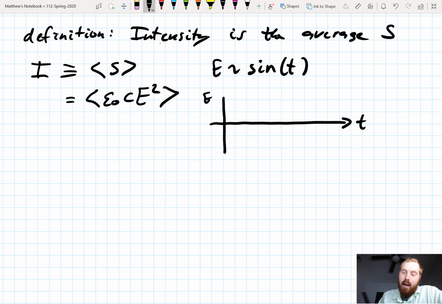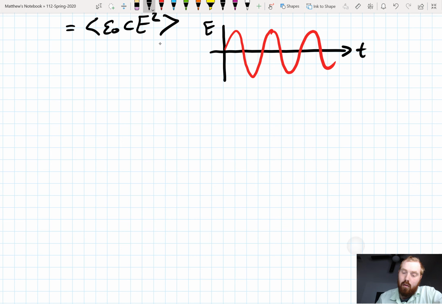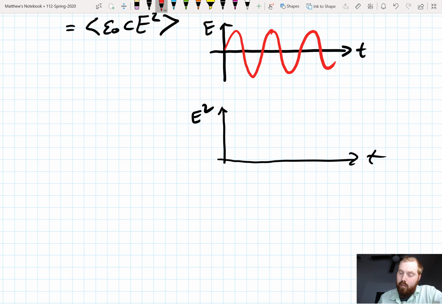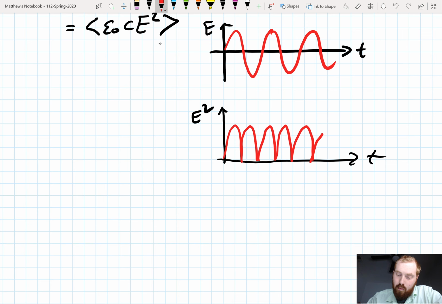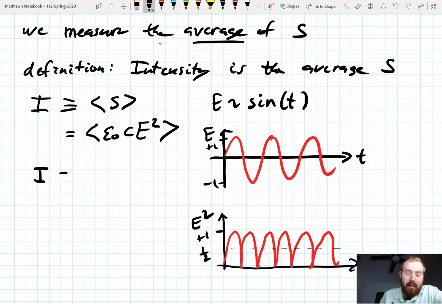Here's time. Here's E. What's it doing? Well, it's going to positive 1, negative 1, positive 1, negative 1, and so on. Well, let's look at E squared now. E squared is going to go to positive 1, positive 1, positive 1, positive 1. The average is 1 half. So the average of the Poynting vector, the intensity, this is the equation that we're going to care about.